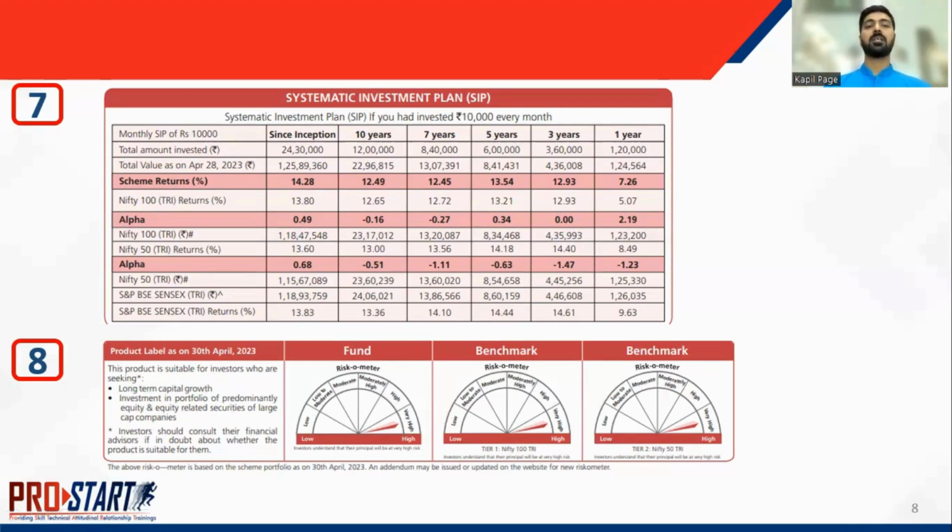Okay. So as you can see here, if this was a SIP of 10,000 rupees invested since inception in this mutual fund, the total amount invested would have been 24,30,000. And the corpus generated, or the value created, would have been 1,25,89,360. So there is a since inception return of 14.28%. The benchmark return is 13.80. There is an alpha of 0.49. That means this fund has beaten the benchmark. So the fund manager is doing his job.